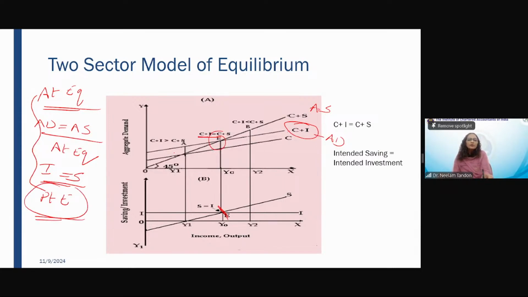But to the left of E, if you see, investments are more and savings are less. What does it mean? Investments are more, savings are less. That means corporate have invested more. Invested more means they have produced more.